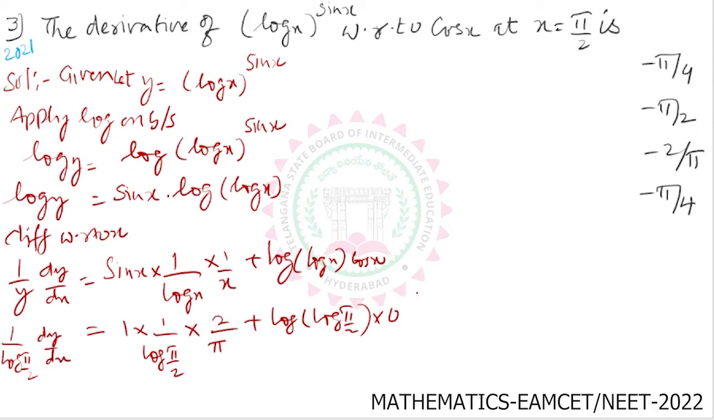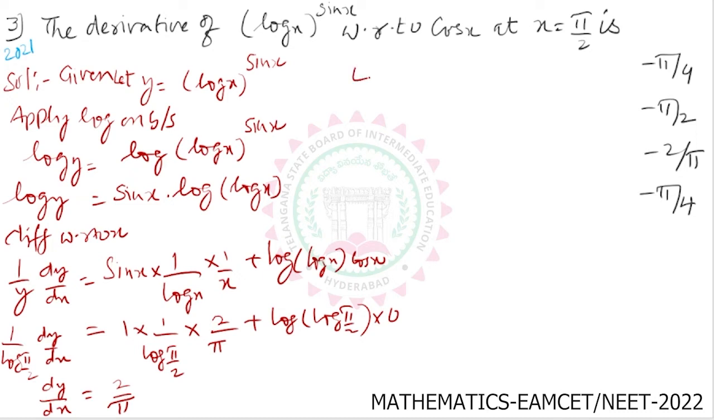Is it clear? So this part becomes 0. Therefore, what is dy by dx? This log pi by 2 cancels from both sides. So I am getting dy by dx is equal to 2 by pi. Is it clear? Now, come to the second case.